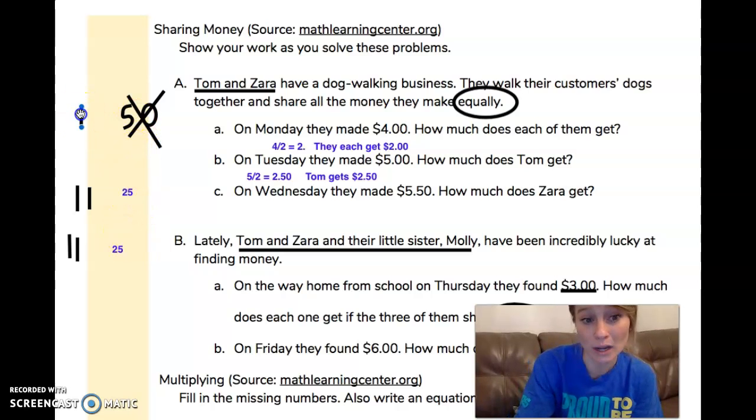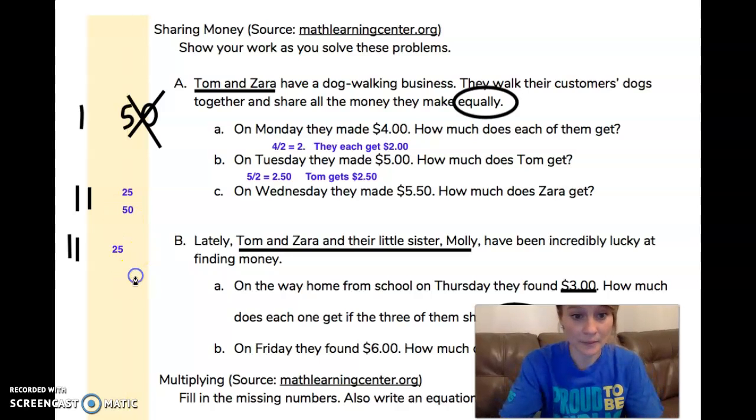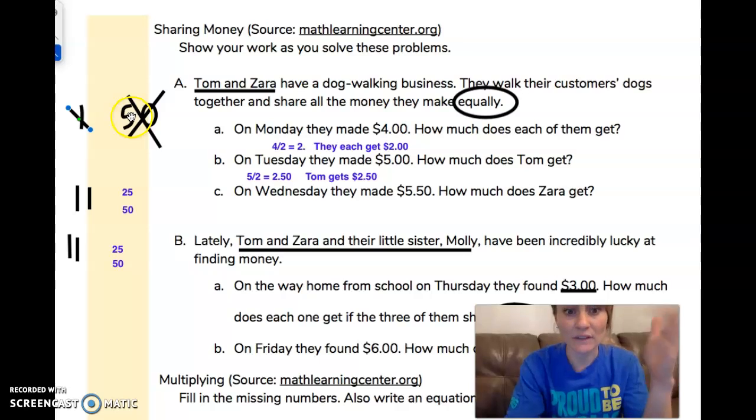But what about this one? Can I break up this dollar bill? I sure can. What can I break this dollar bill up into? 50 cents. Okay, let's put another 50 cents. Do you see how I'm doing this? So I'm going to put a 50 cents here. Because 50 cents plus 50 cents is $1. So I got to cross this out. I just used $1 and I split it up, and I split up my 50 cents.